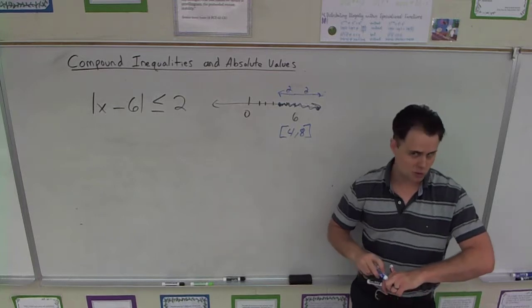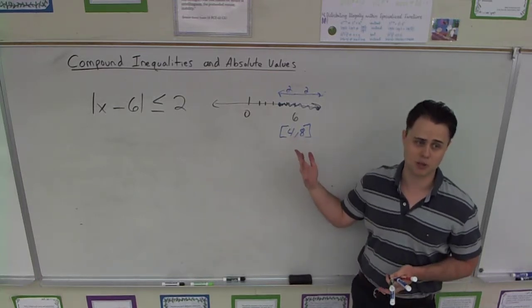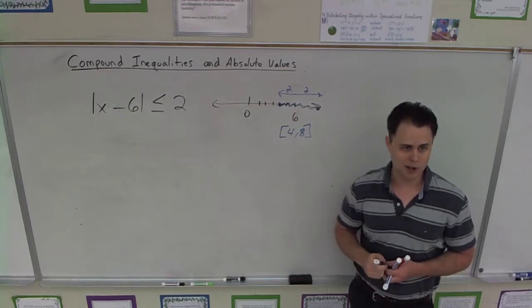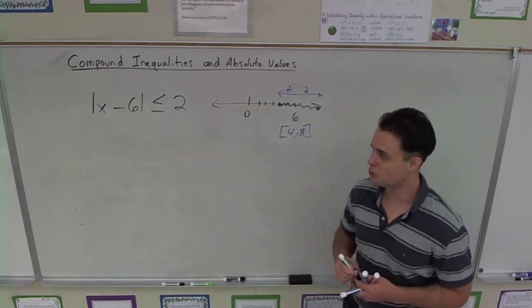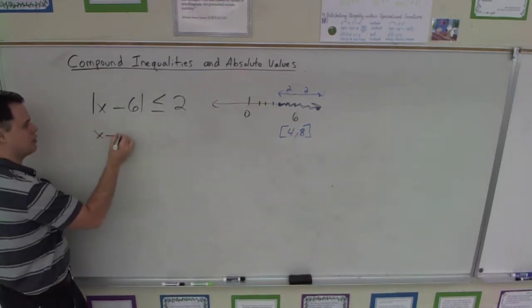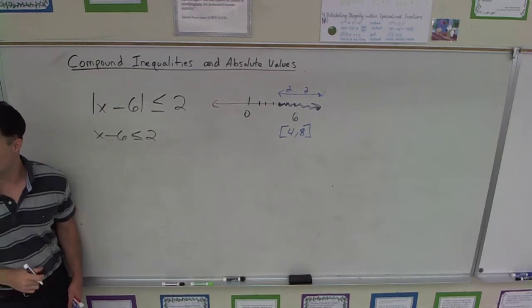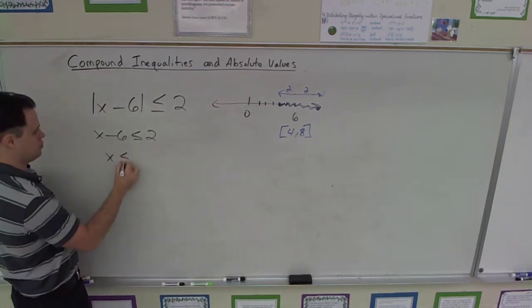Now you can of course do these with an algorithm, and I'd recommend that you do the easier ones with a picture and the ones that get a little bit tough with an algorithm. But you can do them all with an algorithm if you want. Here's the algorithm. It's just like the other one. x minus 6 less than negative, or less than 2. I just dropped them. Add 6 to both sides. What do you get?